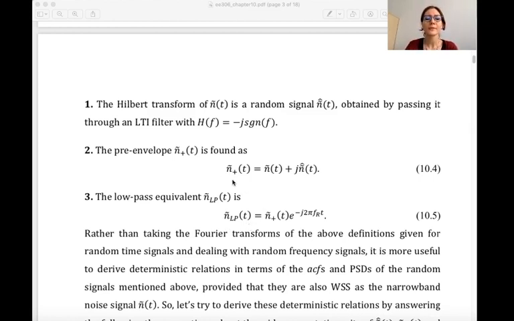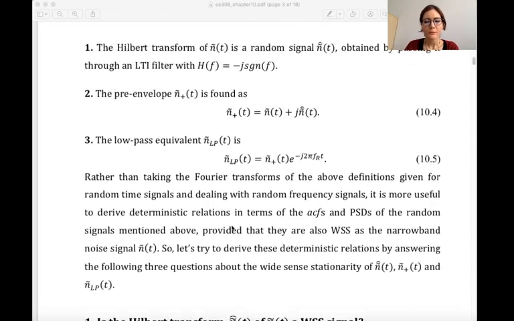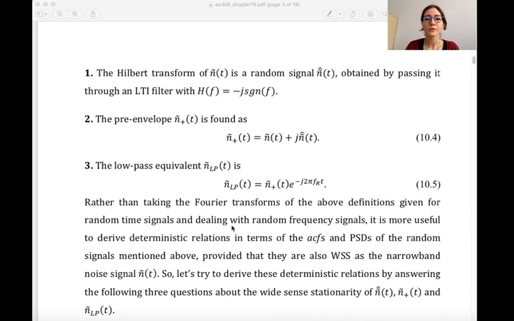So the pre-envelope signal is defined by taking our bandpass noise plus j, the Hilbert transform of noise, and we call this n plus t. Then we took n plus t and shifted the spectrum so that we obtained the low-pass equivalent. So some of the main questions we tried to answer in the last lecture were the following.